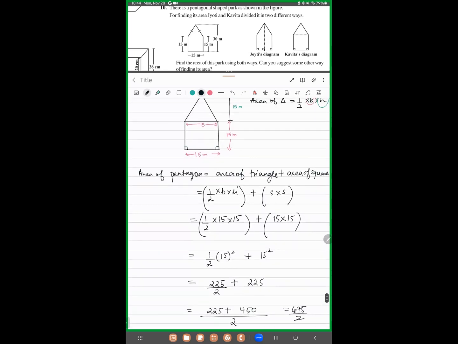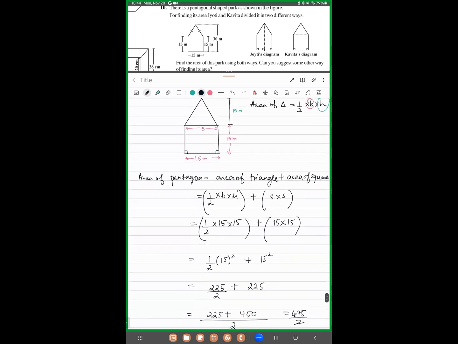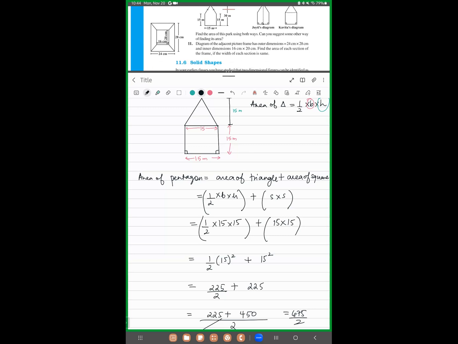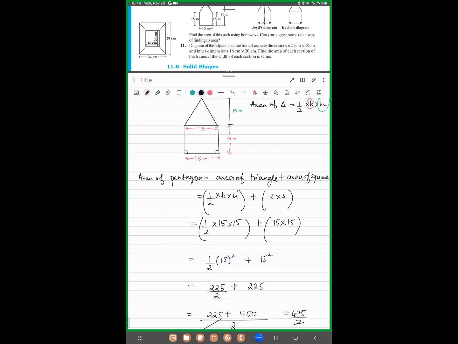Okay. They're saying, can you suggest some other way of finding its area? You can think about this, okay? Think about some other way that we can find its area. Now let's come to the next question.